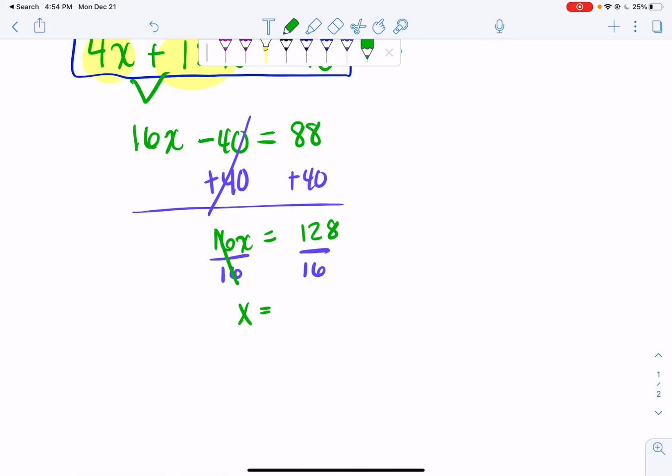That one I definitely need to use a calculator for. I think I have an idea of what it is. Ooh, I was close. And I get x is equal to 8. And that's your final answer.